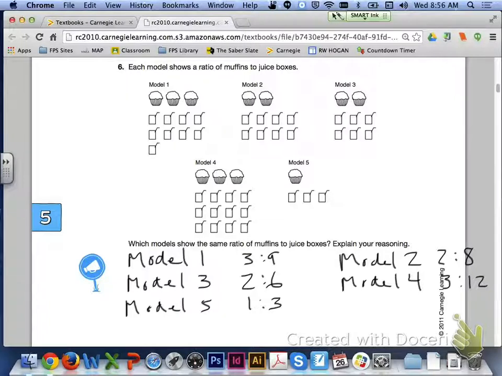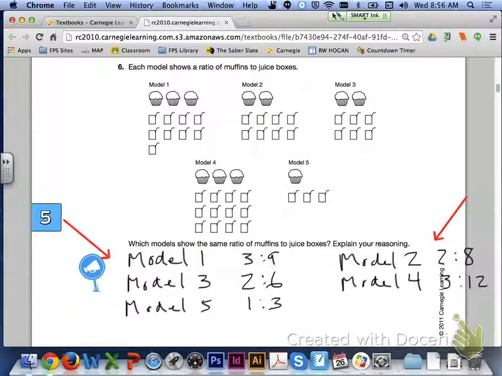What I did for number 6 was write down the ratios for each of the models, and based off of those ratios you should be able to see that model 1 is equivalent to model 3 and model 5 that we see over here on the left. If we look first at the left, model 1 has the ratio of 3 muffins to 9 juice boxes. Model 3 has the ratio of 2 muffins to 6 juice boxes, and model 5 has the ratio of 1 muffin to 3 juice boxes. So those are all equivalent.